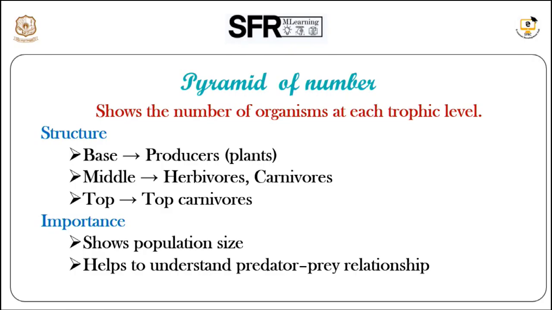What is the use of this pyramid of number? It shows the population size: how many herbivores are there and how many producers are there, like that. So that we can understand the predator-prey relationship. Always the prey number should be more when compared to the predator. Then only you can find the balance in the ecosystem.